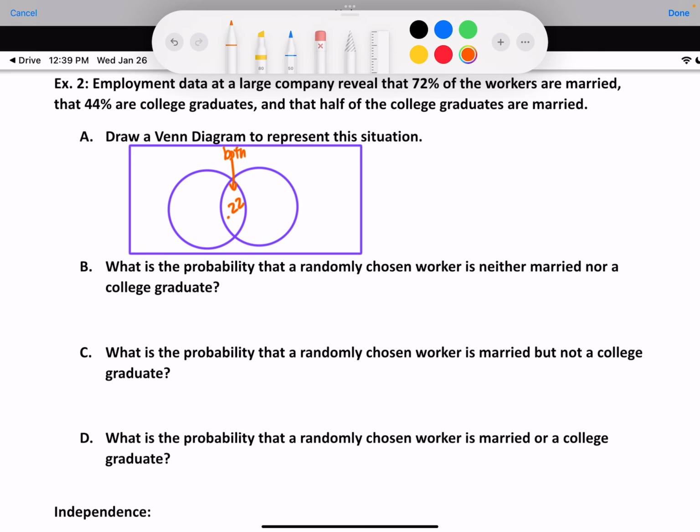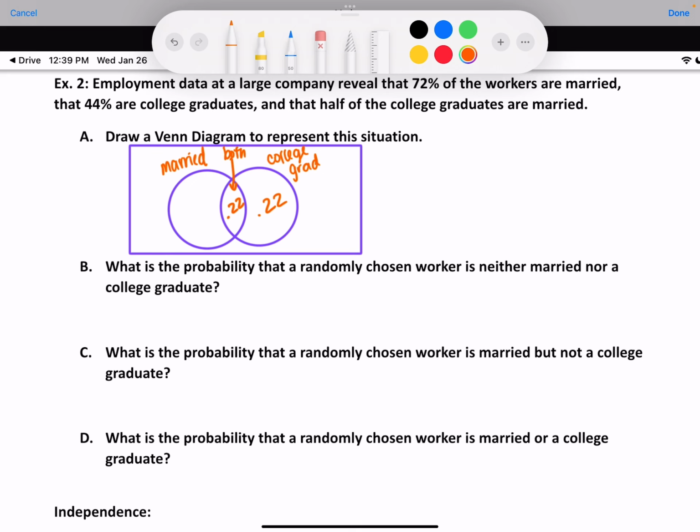So then I'm going to do married, college grad. You still subtract it? So yeah, for college grad, let's just go ahead and get that one out of the way because that's kind of the easier one. Half the college graduates are married, so the other 22% is not married, so 0.22 are college grads that are not married.